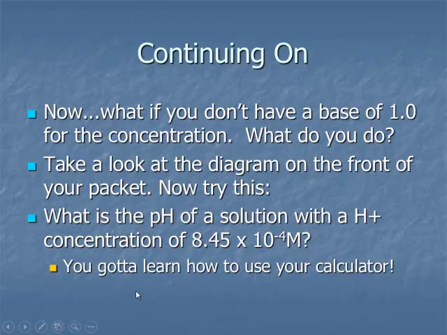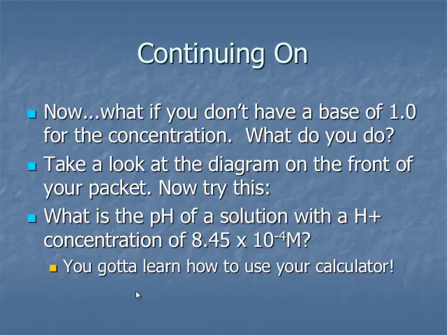So it's the exact opposite of pH. Now what if you don't have a base of 1.0 for the concentration? See, I've been talking about the math so far. It was really, really easy. And I kind of gave you a very generic way of thinking about pOH. But now let's try something a little bit more complicated. And we're going to get into some serious math here. So now I want you to try something totally different.